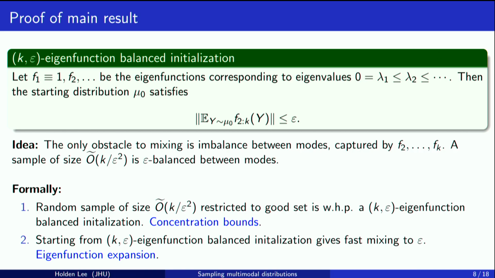Okay, so we define a notion of a k-epsilon eigenfunction balanced initialization, which is an initial distribution under which, if you look at the expected value of the vector of these first k eigenfunctions, this is at most epsilon. The idea is if we have a sample of size k over epsilon squared, this is epsilon balanced between modes. We use concentration of measure to prove this. And then starting from a k-epsilon eigenfunction balanced initialization, we can get fast mixing to epsilon using eigenfunction expansion.